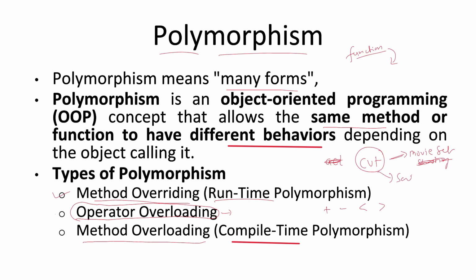If you go to a salon, they will do your haircut. If you go to a hotel or a restaurant, they will cut vegetables. So the context is different. In different contexts, this word has different meaning. In the same way, in polymorphism, the same method will have different behavior.